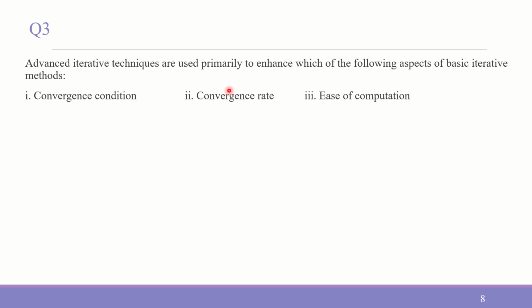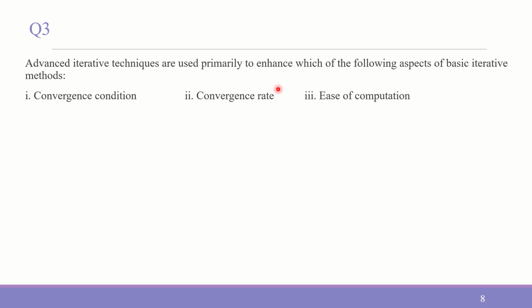So what are we doing? We are using advanced iterative techniques, right? Basically we have seen about advanced techniques only in this particular module, that is in this particular week's content. I hope you all have watched the lecture video by the professor. So why are we going for the advanced iterative techniques? We have basic methods. What is the need for us to go to advanced iterative techniques? Is it convergence condition, or convergence rate, or third one, ease of computation?